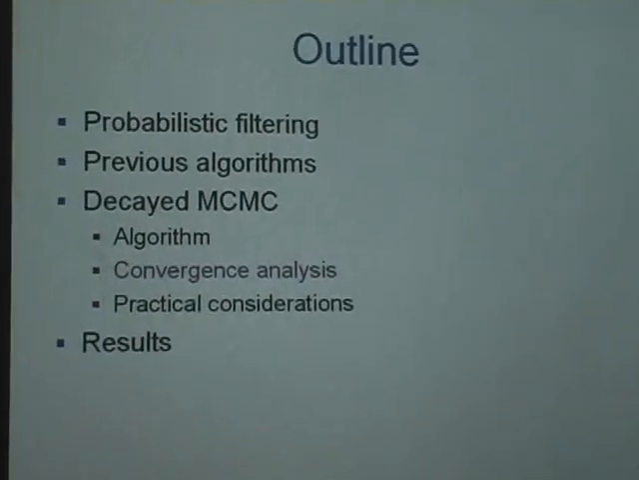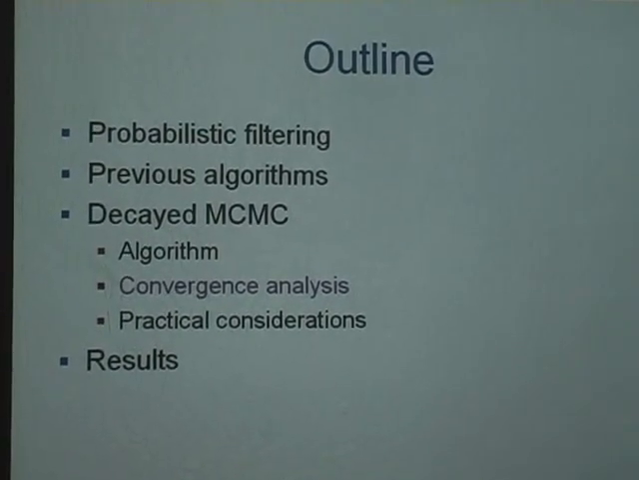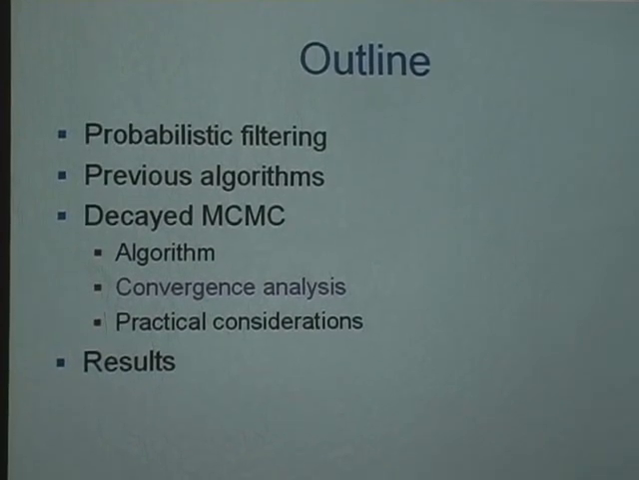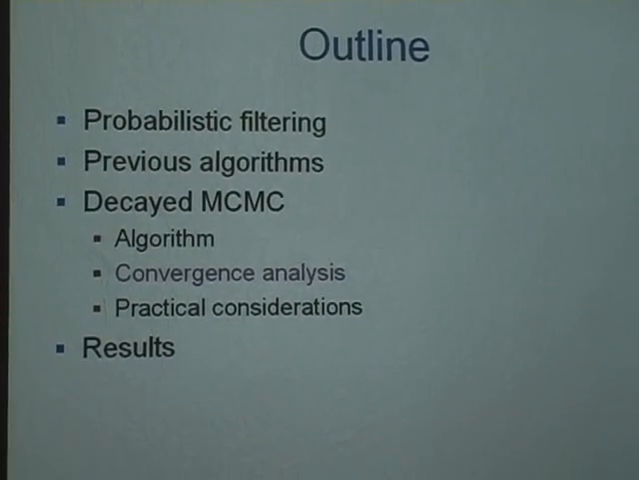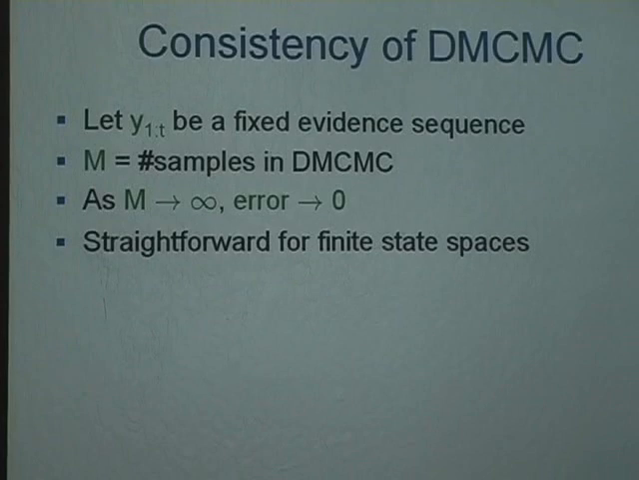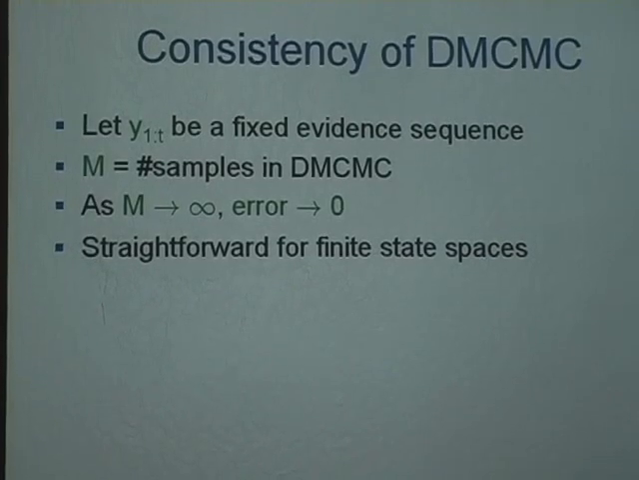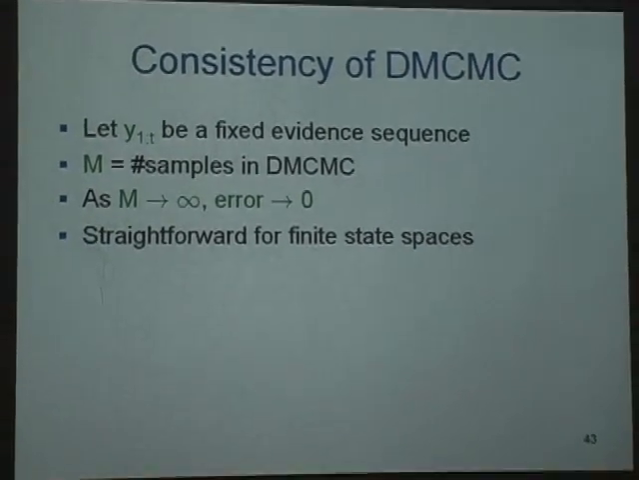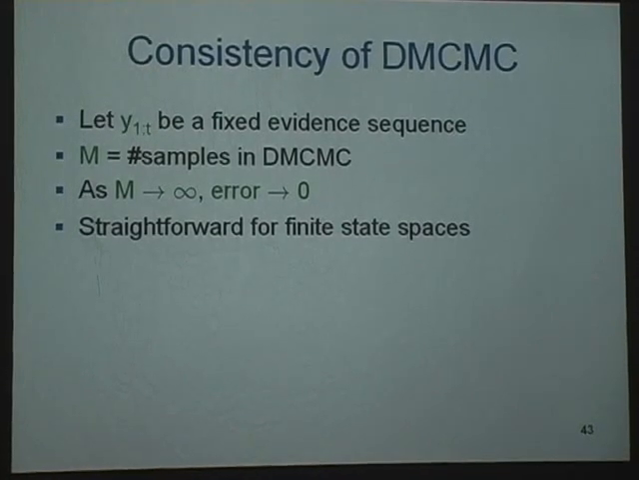Right. So anyway, we have this algorithm, and the question is, is it efficient? The first property is consistency, which says that, let's say you have a fixed evidence sequence, and let m be the number of samples. As m goes to infinity, error goes to zero. You definitely need this property, and it's pretty straightforward for the finite case, at least.